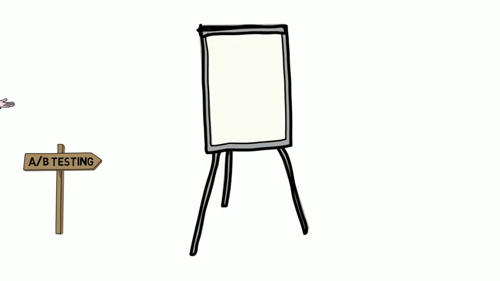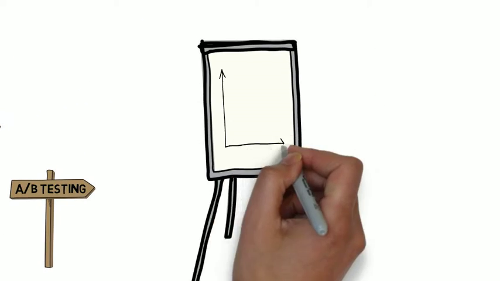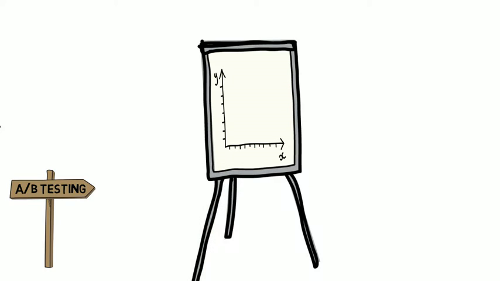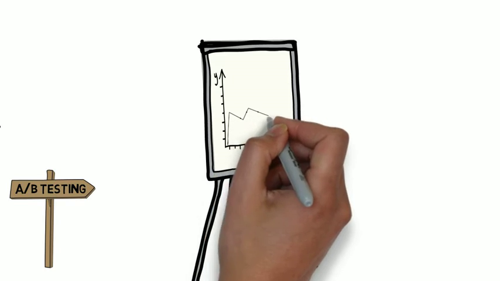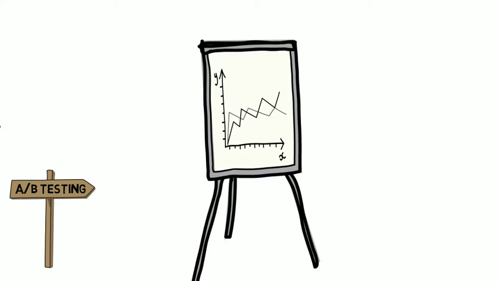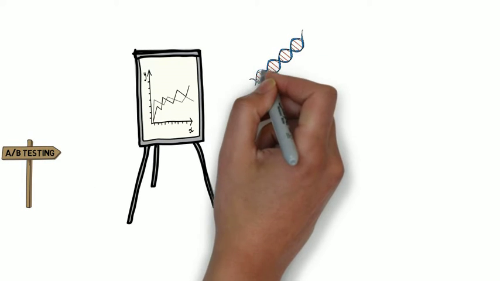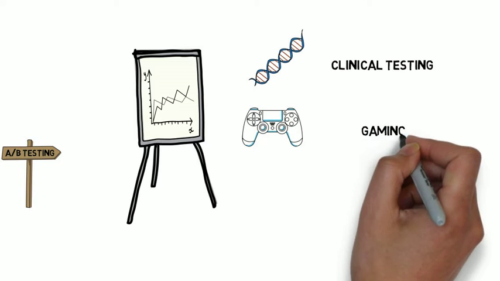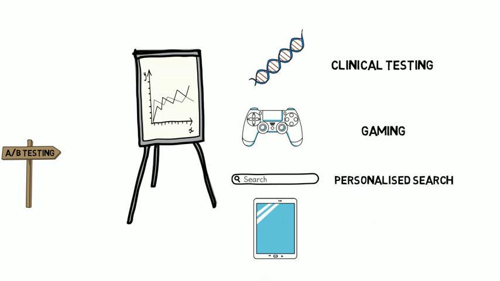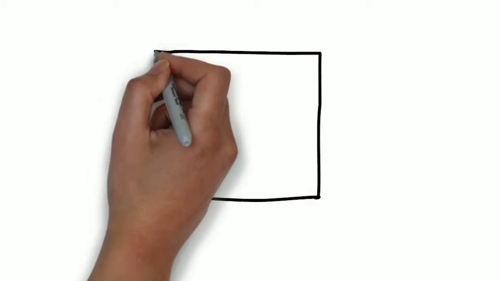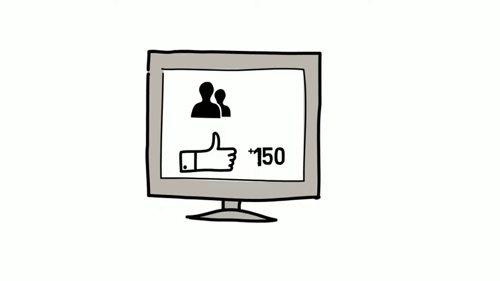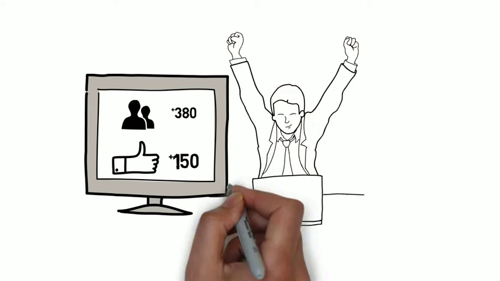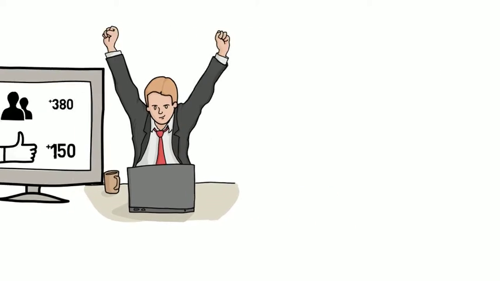A/B testing, also known as split testing, is a method of testing through which marketing variables are compared to each other to identify the one that brings a better response rate. This method has been extensively used for case studies in infectious disease and clinical testing, as well as more modern applications such as recommendation systems, gaming, personalized search, and e-commerce. Running A/B tests in your marketing initiatives is a great way to learn how to drive more traffic to your website and generate more leads from the visits you're getting.